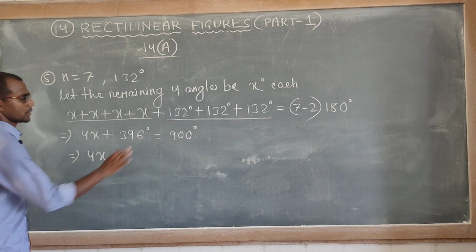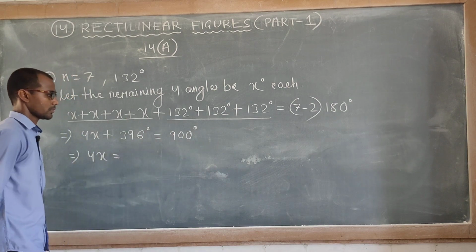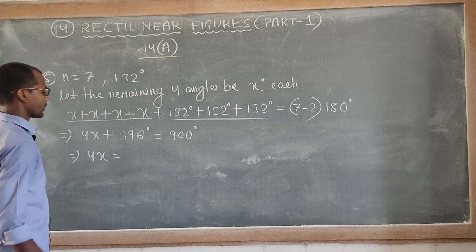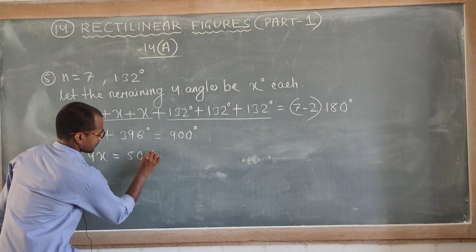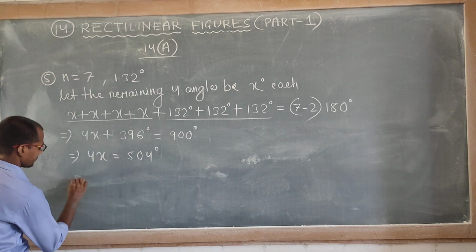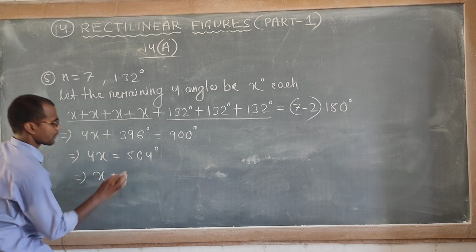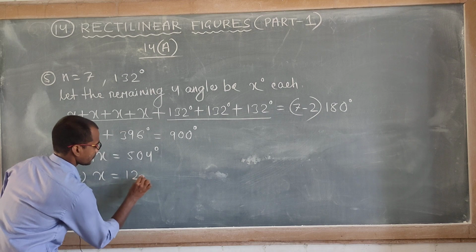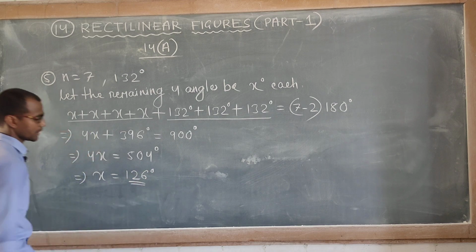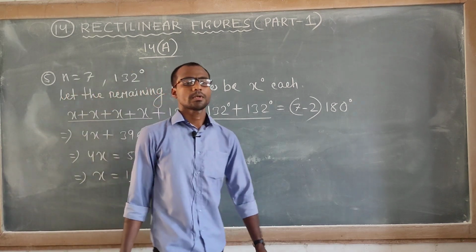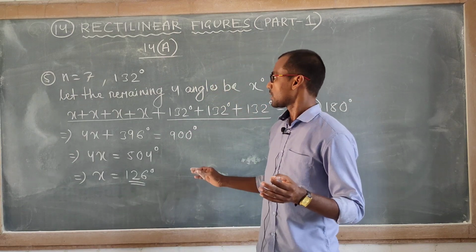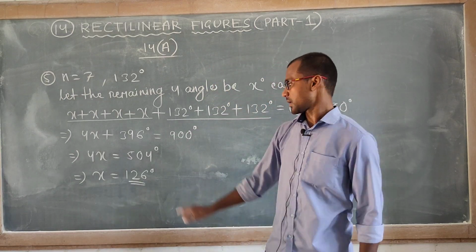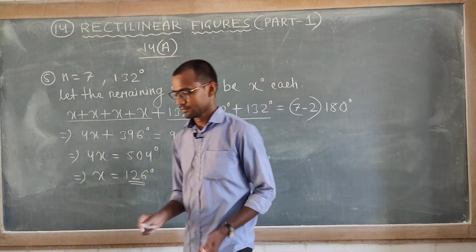So 4x is equal to 900 minus 396, that is equal to 504 degree. So x is equal to 504 by 4, which is equal to 126 degree. So value of each of the remaining 4 angles is 126 degree. Okay.